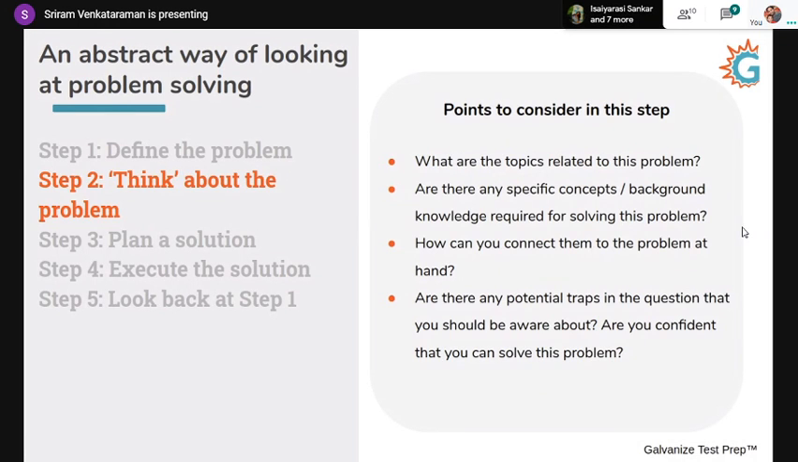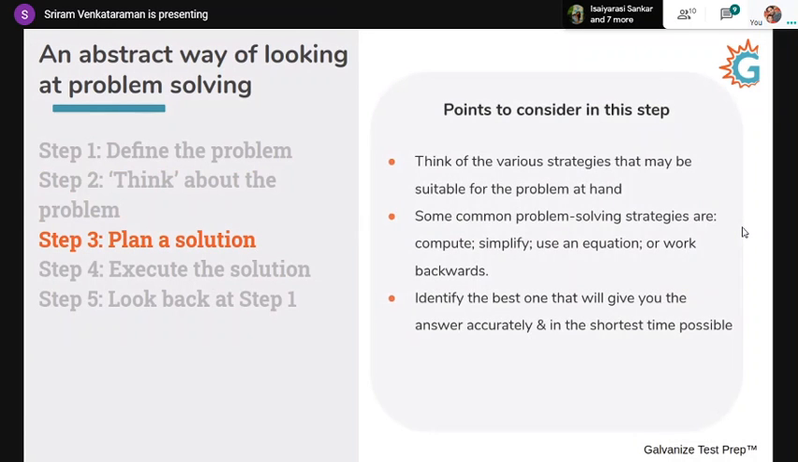The next step is to come up with a solution. There are going to be various strategies that may be suitable for the question. You can have some very typical problem solving strategies: compute, simplify, use an equation. Sometimes you're going to work backwards, you're going to look at the answer choices and come back to the answer. So there could be multiple problem solving strategies.